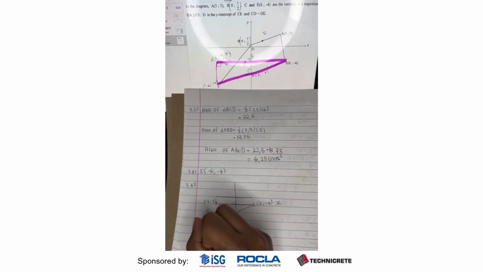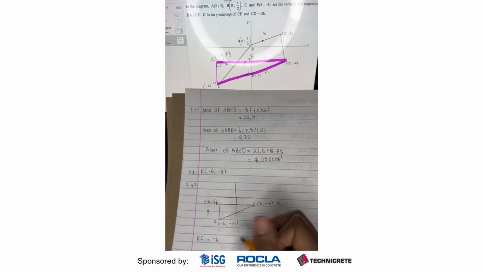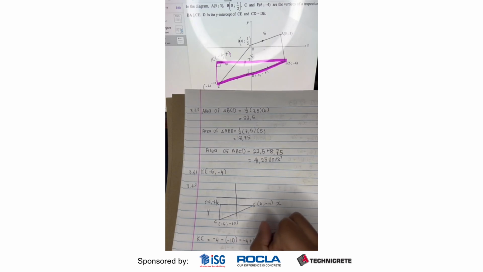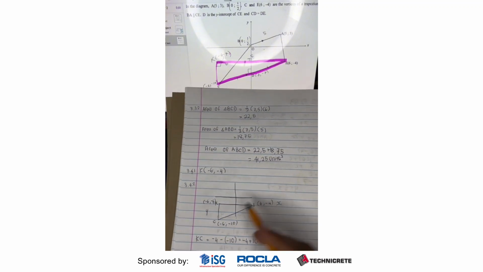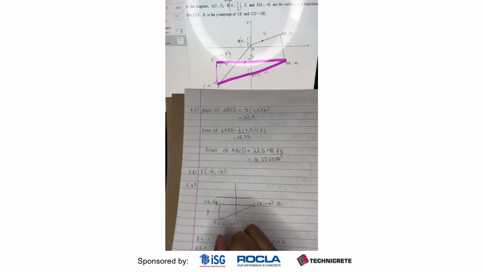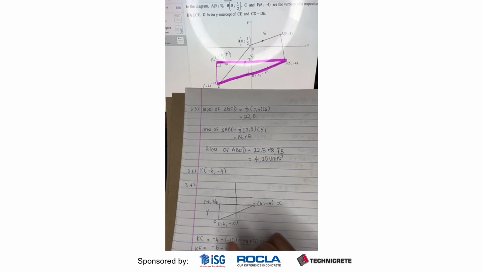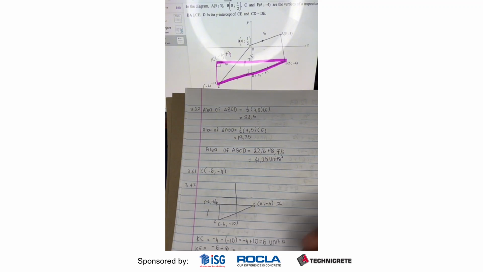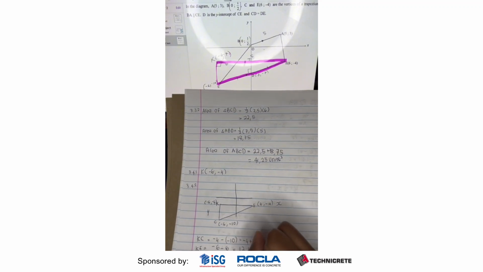So looking at KC, we've got -4 minus -10. So it's going to be -4 plus 10. It's going to be 6 units. Looking at KE, we said we're working with our x values. So -6 minus 6, it's -12, but we don't have a negative value for units, so it's 12 units.